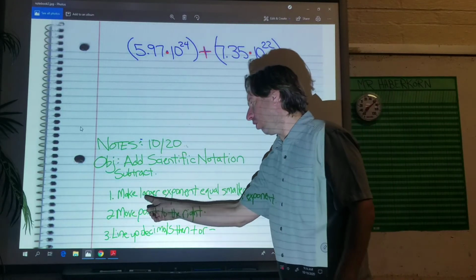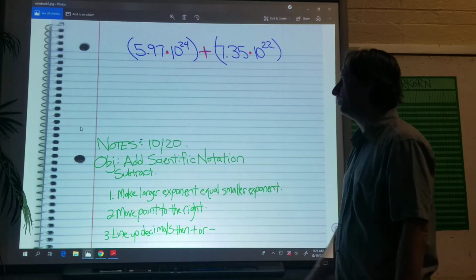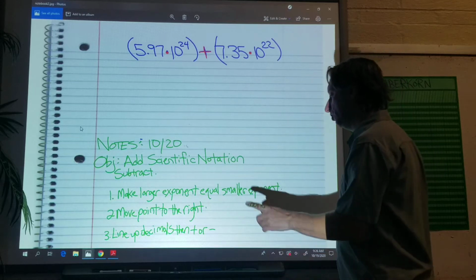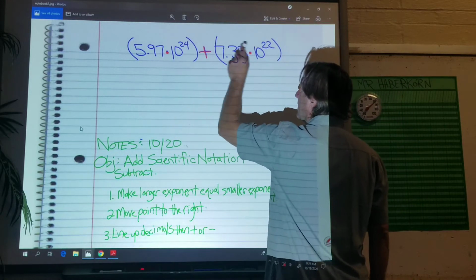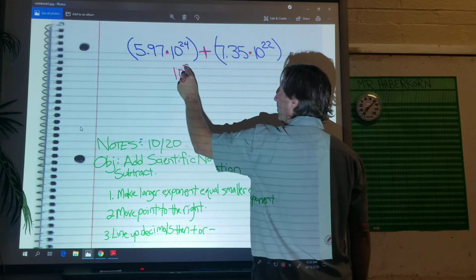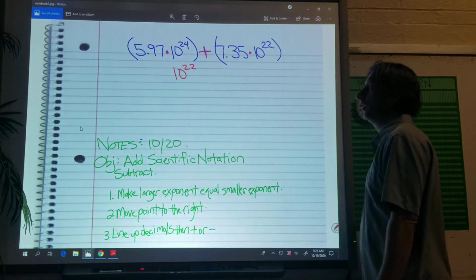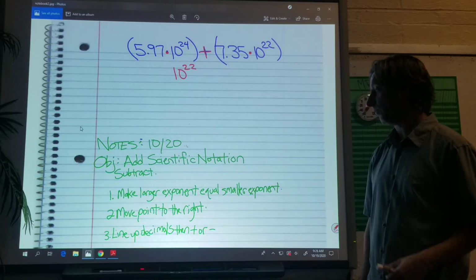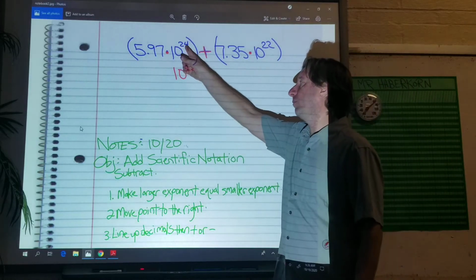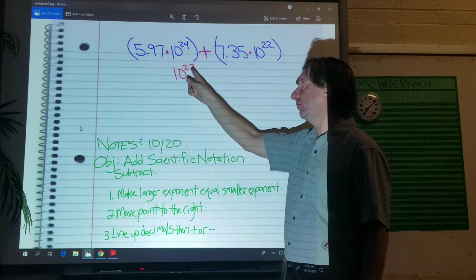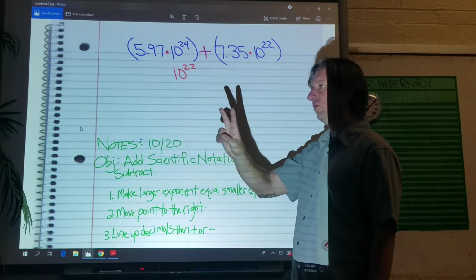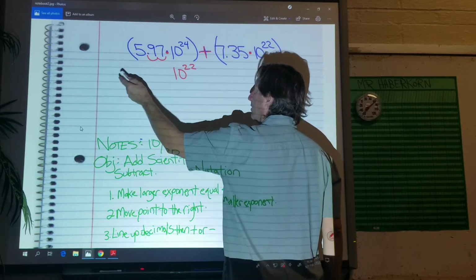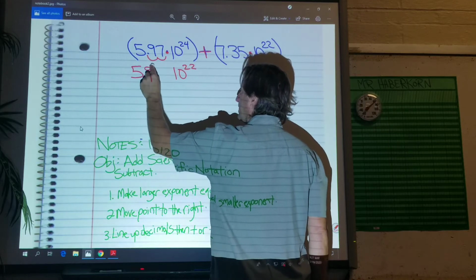So it says make your larger exponent equal to the smaller exponent. So we can't add these the way they are. These numbers have to be the same. So I'm going to make my larger one the same as this one. Now, it says move your point to the right. Well, how far do we move it? I moved this down 2 numbers, right? From 24 to 22. That's two spaces I changed. So I have to move my point to the right 2 spaces. So now I just have 597.